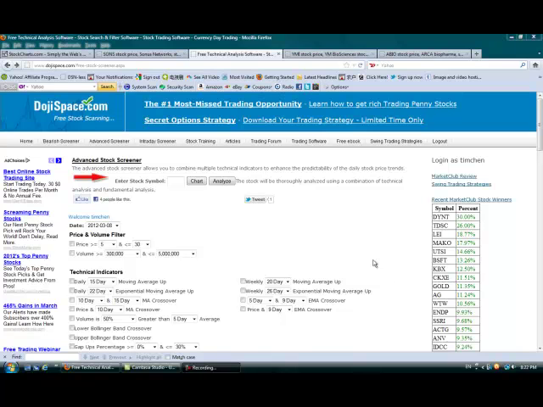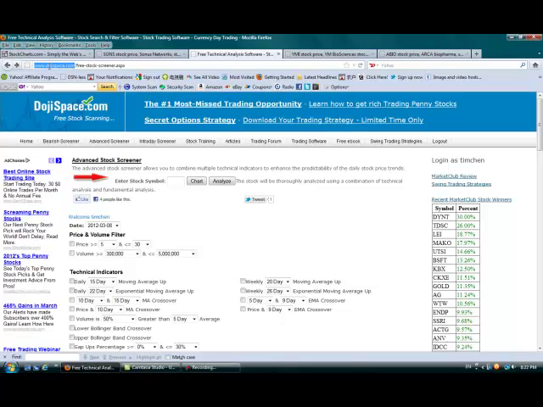In this video, I'm going to show you how to screen for stocks based on technical indicators. I'm assuming you have a basic understanding of technical analysis and you want to search for stocks quickly. So let's go to dogespace.com.